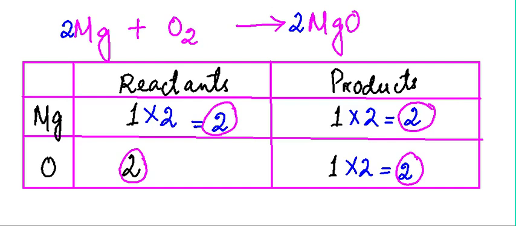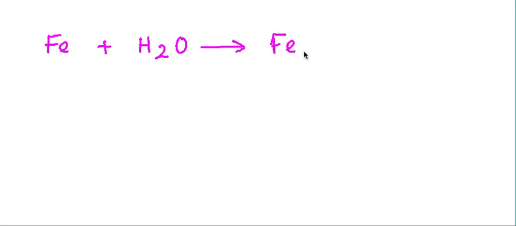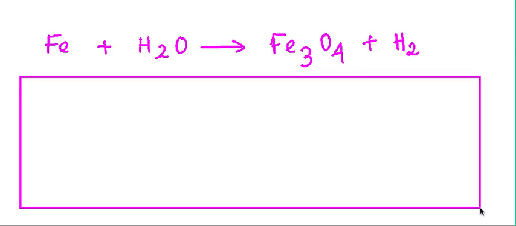Now let's take another example. We'll take iron plus water, which gives us iron oxide, that is Fe3O4, sorry, not Fe2O3, plus H2. Now for this we are going to draw a similar kind of table.